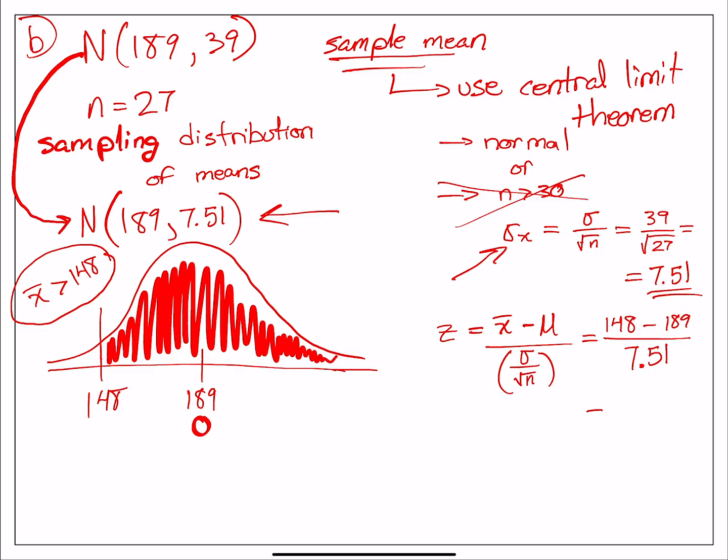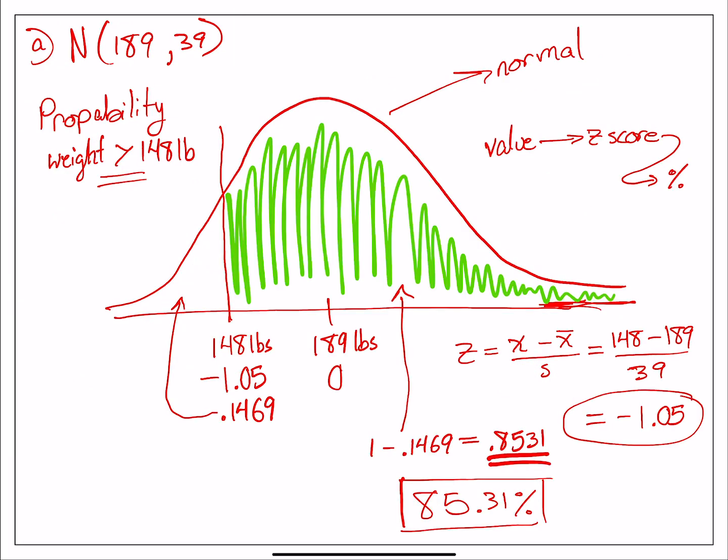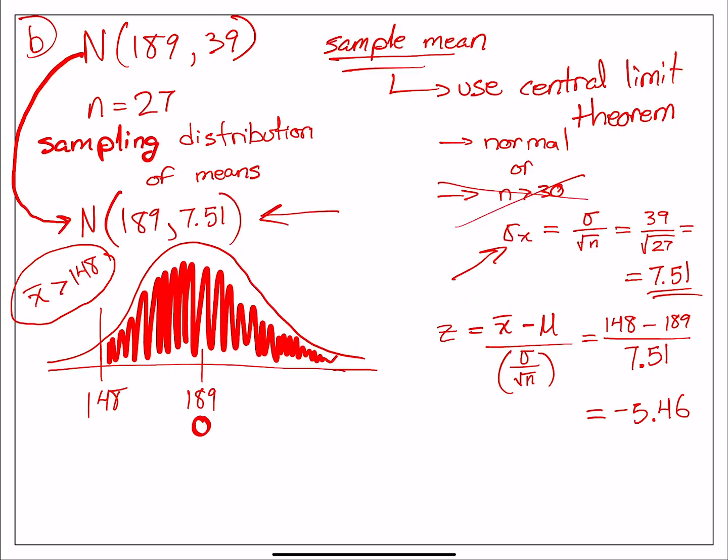So now we can find that z-score. And when we calculate this, put it in your calculators, we get negative 5.46. See how different our z-score is? When we did the z-score for the individual person, we got negative 1.05. But when we did the z-score for the sample, a group of 27 people, we got negative 5.46, right?